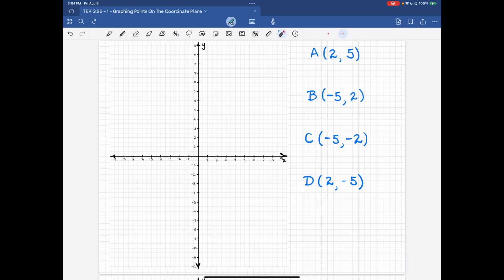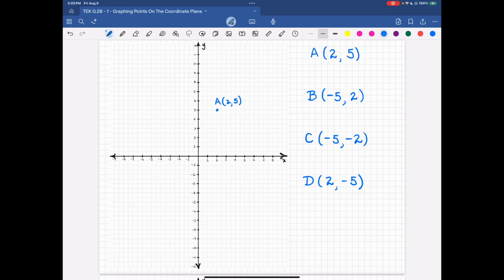So graphing point A would mean that we would go over 2, and then we're going to go up 5. Over 2 and up 5. That would put point A right here. I'm going to mark my location with an actual dot, which is a point, and then I'm going to put A (2, 5), and that tells you the location of that point.